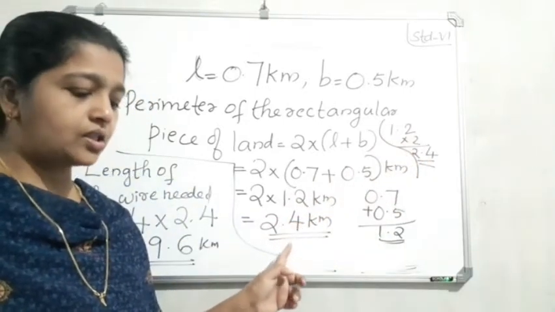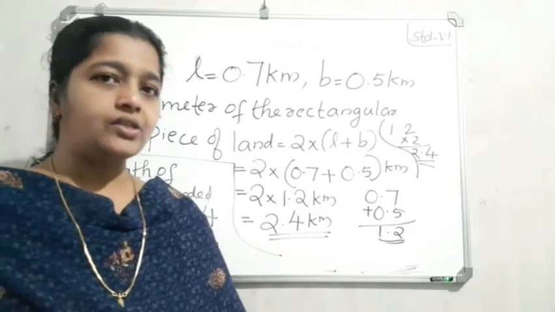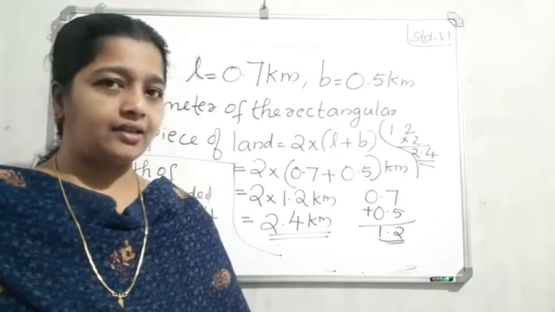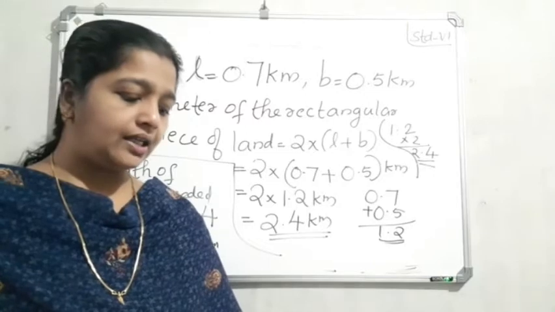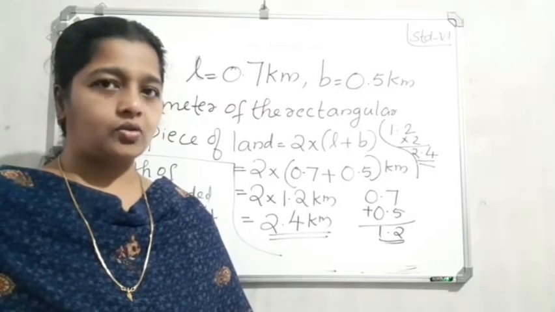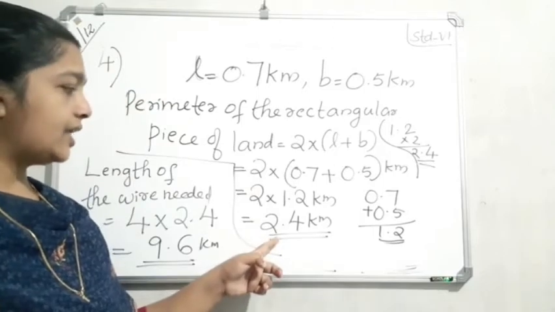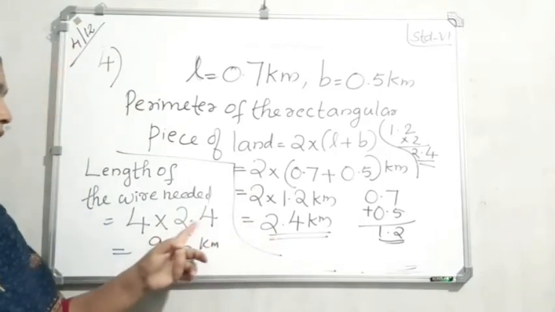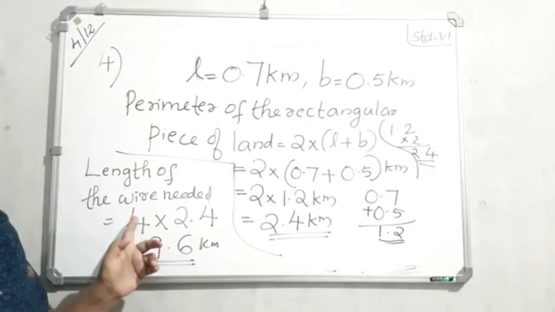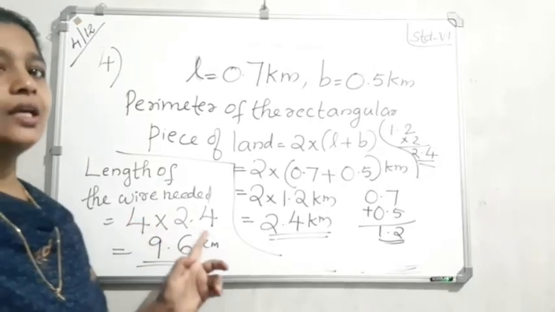Next, last question. According to your question, we want to write what is the length of the wire needed. So, how many wires here? 4 rows of wires. So, we can multiply the perimeter, this answer, into 4. Therefore, 4 4s are 16, 4 2s are 8 plus 1 equal 9.6 kilometer.